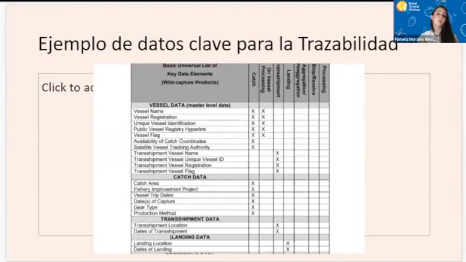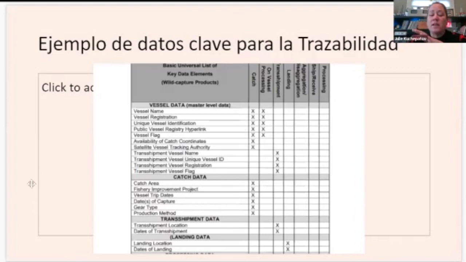Eso debe ser el nombre de la embarcación. When it was caught. Cuándo se pescó. Where it was caught. Dónde se pescó. Who caught it. ¿Quién lo pescó? With what gear it was caught. ¿Con qué equipo se pescó? Etc. So there's a lot of those.